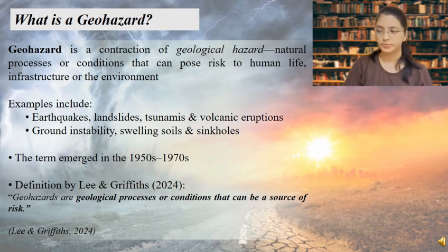What is a geohazard? The term geohazard is a contraction of geological hazard. It refers to natural earth processes or conditions that pose a threat to life, infrastructure, or the environment. Classic examples are earthquakes, landslides, sinkholes, and tsunamis. The definition of geohazard by Lee and Griffith 2024 is: geohazards are the geological processes or conditions that can be a source of risk.